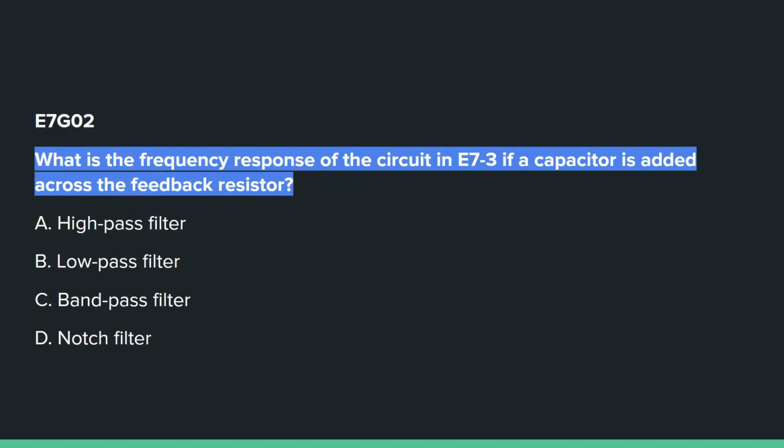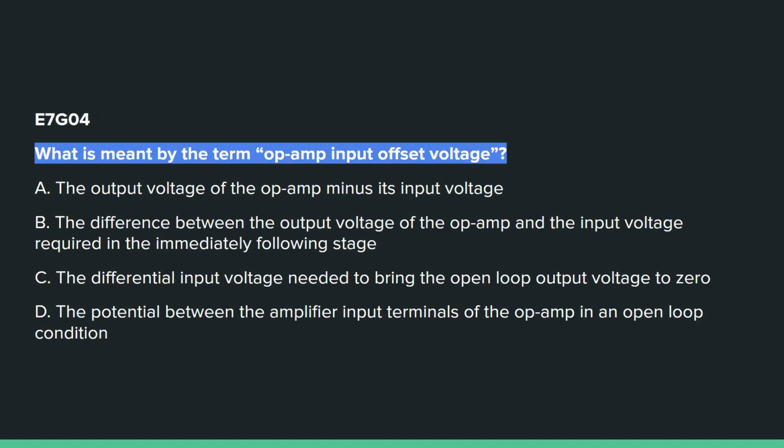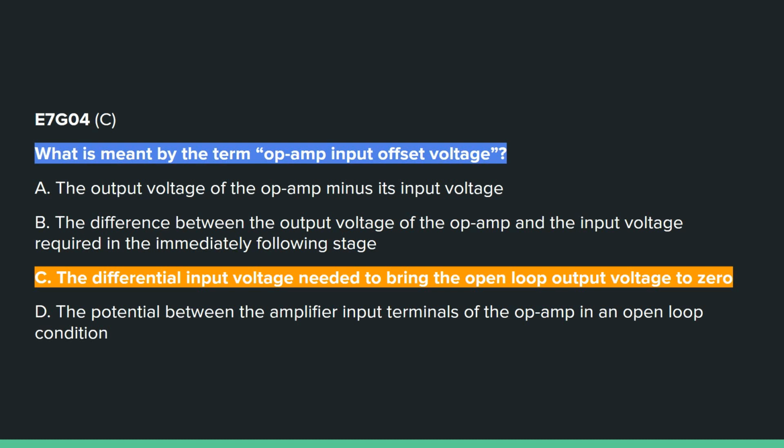E7G02, what is the frequency response of circuit E7-3 if a capacitor is added across the feedback resistor? B, low pass filter. E7G03, what is the typical input impedance of an op amp? D, very high. E7G04, what is meant by the term op amp input offset voltage? C, the difference input voltage needed to bring the open loop output voltage to zero.